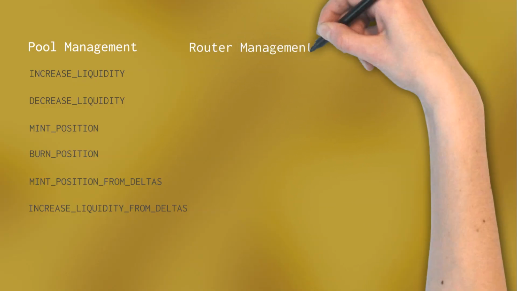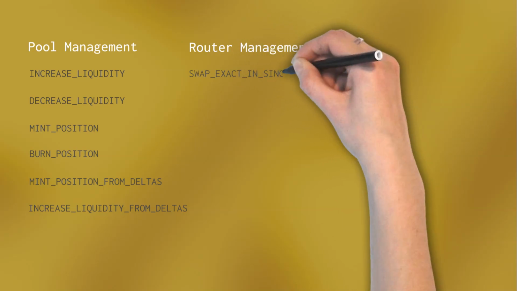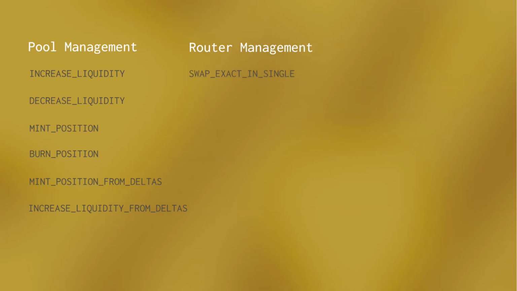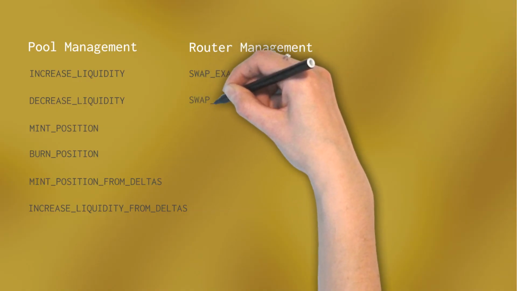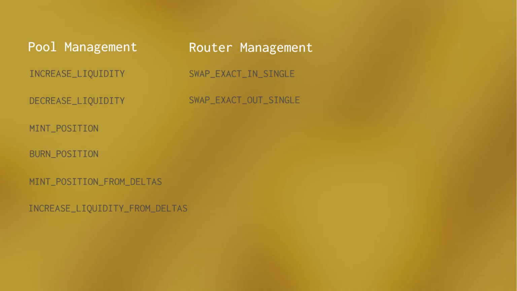Second is the router management actions. The first action is swap exact in single, where you swap in the exact tokens in exchange for above the minimum output tokens from a single pool. You take this action when you know exactly the amount of tokens you're willing to pay for above the minimum of the output tokens. The second action is the opposite, which is swap exact out single, where you swap in the maximum amount of tokens to get exactly the amount of tokens you need as an output from a single pool.